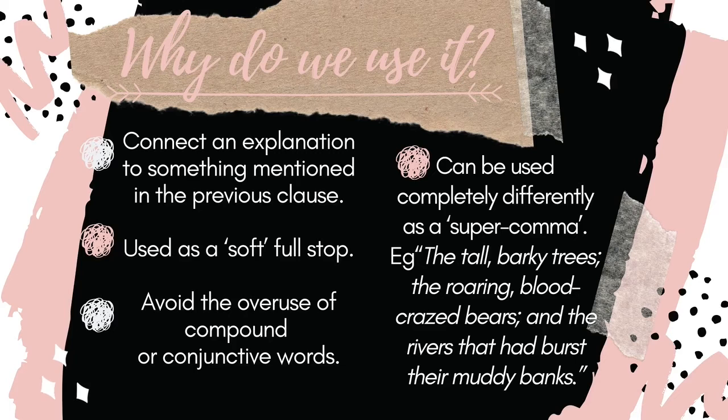The final reason that you might use a semicolon is completely different from the other three reasons that I just mentioned. You could be using it as a super comma. So what that means is you could be creating this really intense mood within the sentence. And if you look at the example on the slide, I'll read it out to you and you can see how the semicolon creates drama within the writing. "The tall, barky trees; the roaring, blood-crazy bears; and the rivers that had burst their muddy banks." See how it creates an intensity in the tone, and what it's doing is it's overlapping image after image after image, and it becomes what we call a super comma.